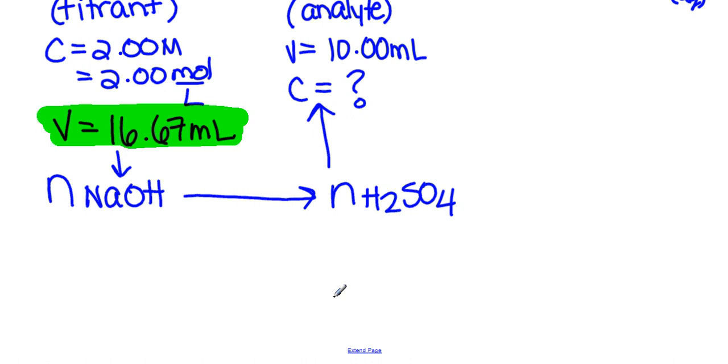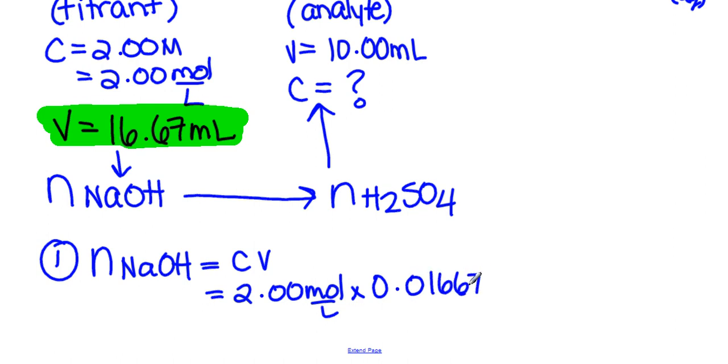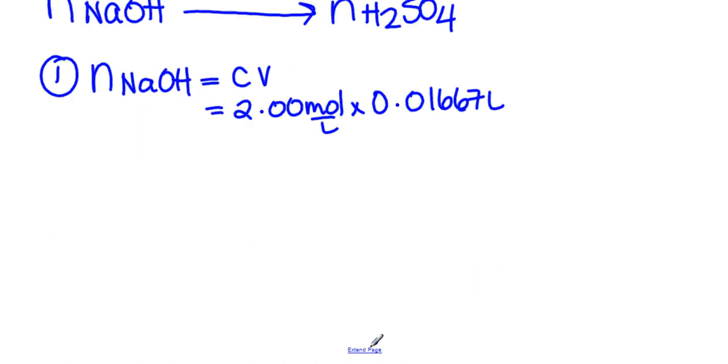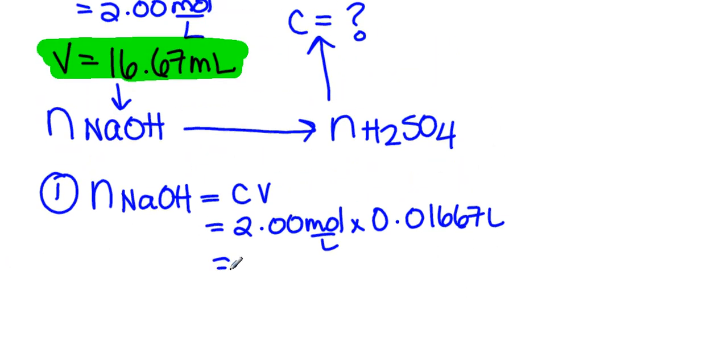All right, let's get solving. So first thing I want to do is find my moles of sodium hydroxide. So concentration times volume. I've got 2 moles per liter. And I'm going to multiply it by my volume in liters, so 0.01667 liters. Let's move this up a bit. So 2 times my volume, I get 0.03334 moles.